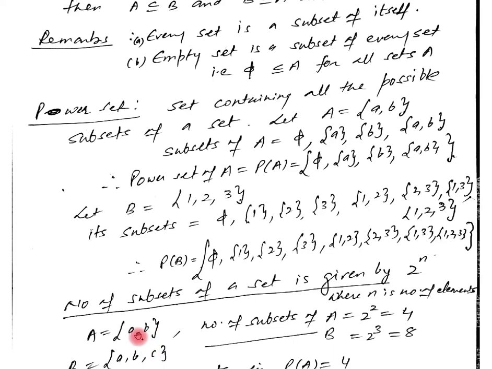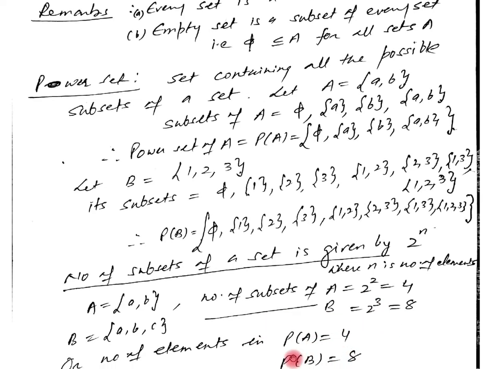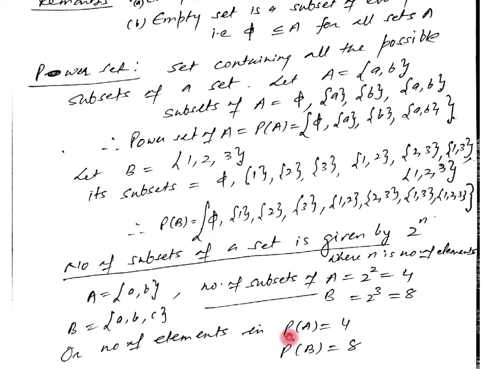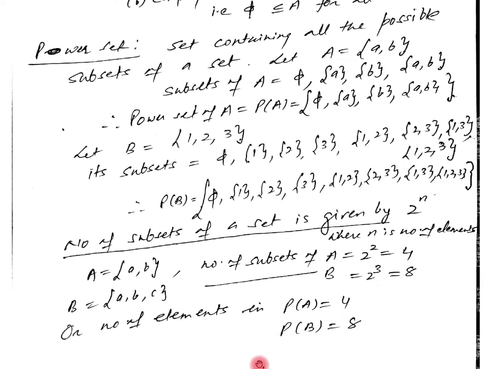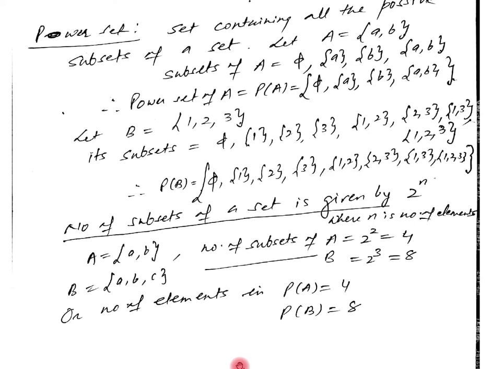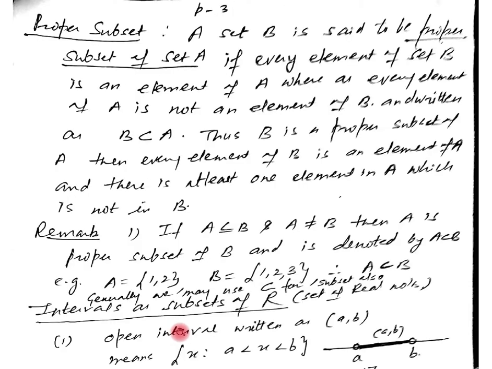Now similarly I am giving the same example. Set A having 2 elements, so the number of subsets is 2 raised to power 2 equal to 4. And the third one, B having 3 elements, so the number of subsets of B is 2 raised to power 3 equal to 8. So similarly we can also write it: the number of elements in P(A) equal to 4, the number of elements in P(B) equal to 8. Now this is about the power set. Let us see further.